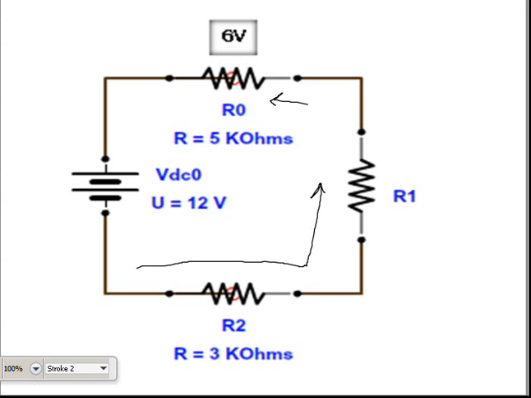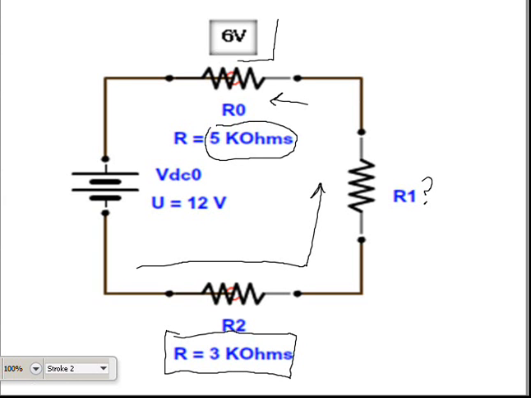We've got R0 at 5K ohms, R1, which we have no idea what it is, and R2 at 3K ohms. In addition to that information, we also know that R0 drops 6 volts. So its IR drop at that point is 6 volts, and our total voltage is 12 volts.